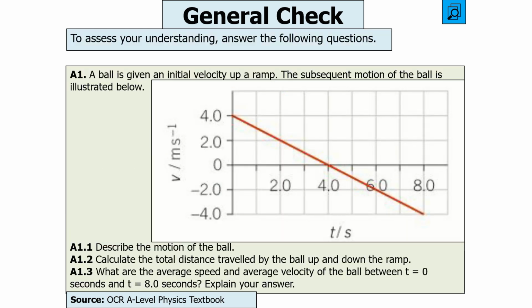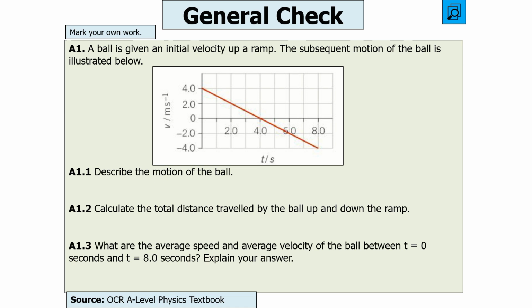In our next question, it says a ball is given an initial velocity up a ramp. The subsequent motion of the ball is illustrated below. Firstly, describe the motion of the ball. Secondly, calculate the total distance travelled by the ball up and down the ramp. Thirdly, what is the average speed and average velocity of the ball between t equals 0 and t equals 8 seconds? Explain your answer. So pause the video now, then unpause the video when you want to go through your answer.